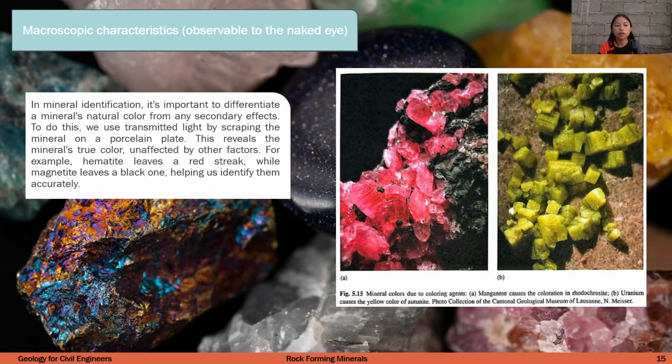Para ma-identify natin yung tunay na color ng isang mineral, we scrape it on a porcelain plate. For example, ang hematite makes a red mark while ang magnetite makes a black one.